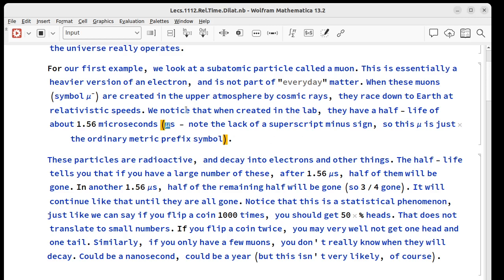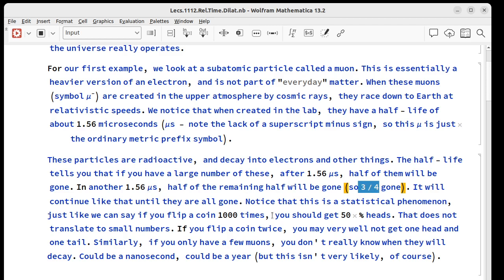Anyway, having a half-life of 1.56 microseconds means if you have a bunch of these, after 1.56 microseconds, half of them will be gone. They decay into electrons and other things. We wait another 1.56 microseconds, and half of what's left will be gone, so 3/4 of your original amount. It continues like this until they're all gone.